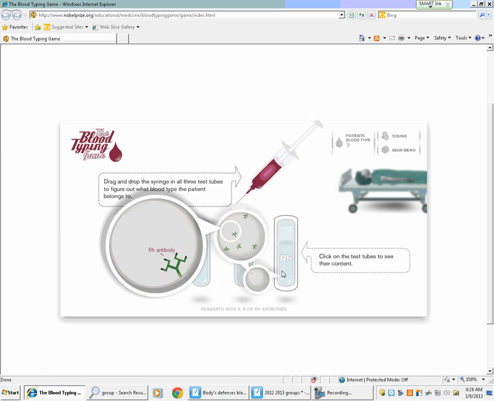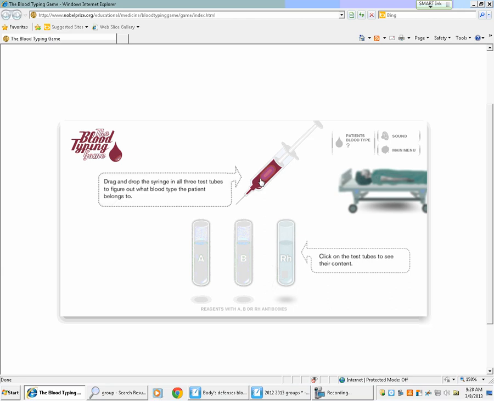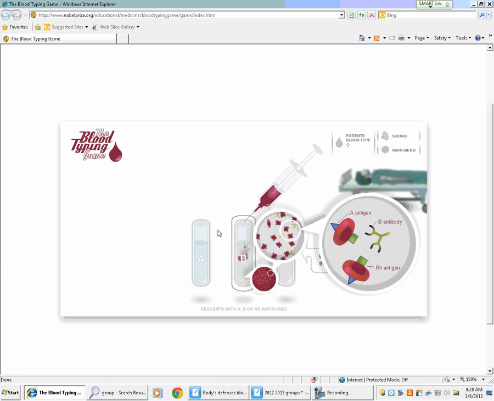Doctor, are we ready to test this patient's blood? Yeah. In the patient or in the test tube? In the test tube. Okay, pick one and go first. Oh, we did test tube B.